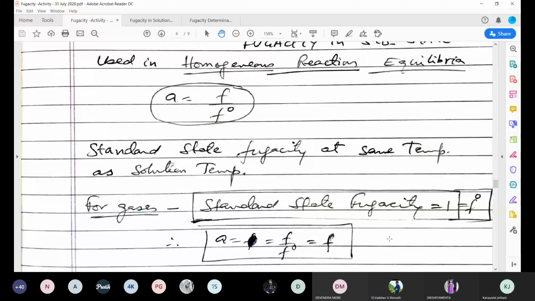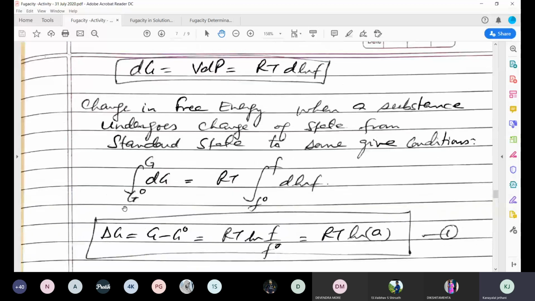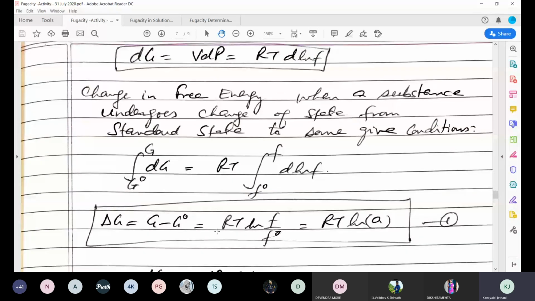Okay. Because we are going to use this term in liquids, right? So dG is equal to V dP, is equal to RT d ln f, at constant temperature, which we took. So change in free energy when a substance goes from one state to another, you can integrate from G0 to G, and the right hand side is RT d ln f from standard state f0 to f. What you get is delta G equal to G minus G0, equal to RT ln f by f0, and that is nothing but RT ln a, because we defined activity as f by f0, fugacity in actual condition divided by fugacity in standard state. So that is RT ln a.